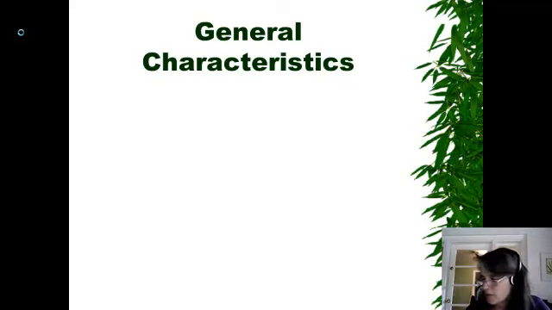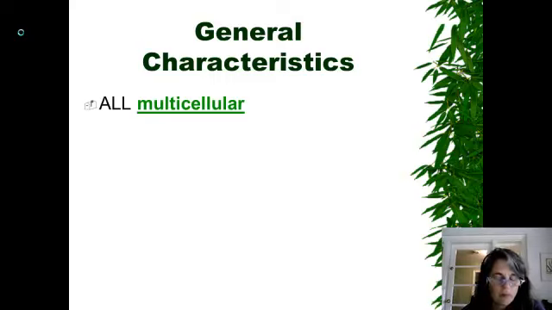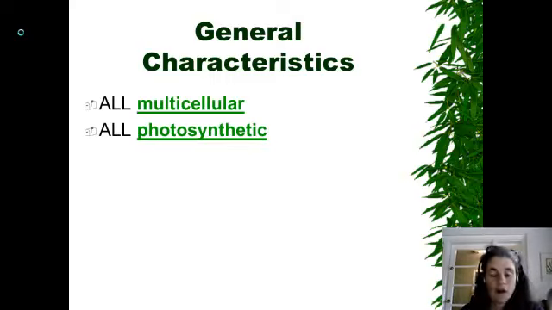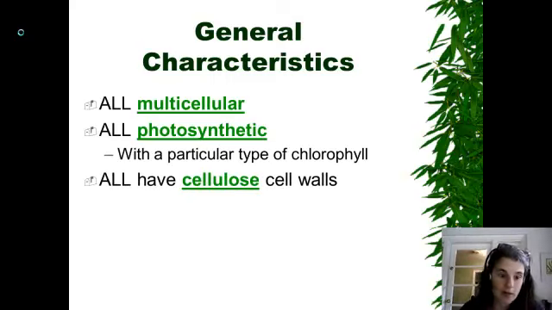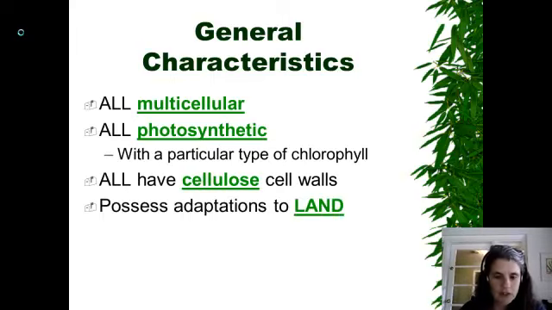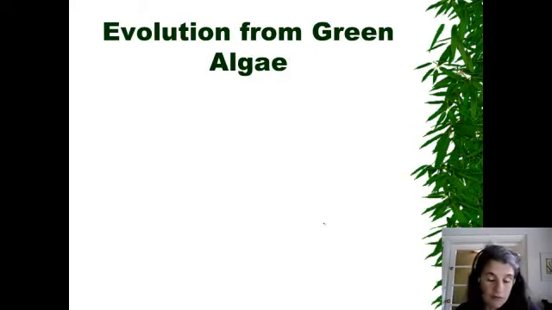Okay. General characteristics of plants. What makes a plant a plant? All plants are multicellular. All are photosynthetic. There is a particular type of chlorophyll that is important in plant photosynthesis, and all plants share it in common, chlorophyll A. All plants have cellulose cell walls. That is another thing they all share in common. And perhaps most importantly, they all possess adaptations to land. This is really distinctive, and what really separates algae, or some algae, from plants.